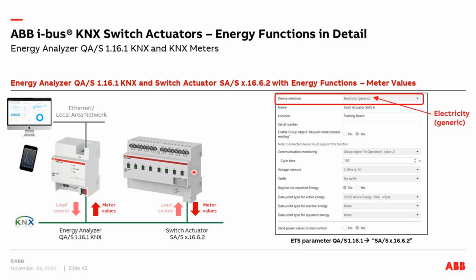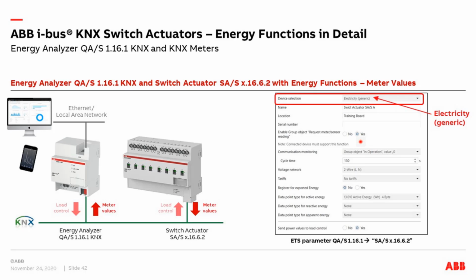So then let's come to the switch actuator with energy functions. Here there are also some parameters we can set. At first, in our energy analyzer, we have to select the template electricity meter generic. At the moment we don't have a special template for a switch actuator, so we use the generic settings. So we can enter a user-friendly name.